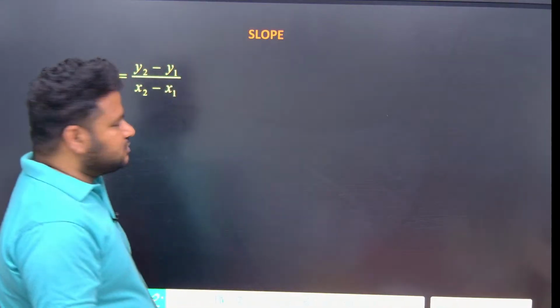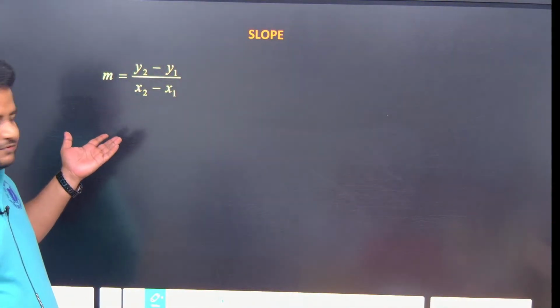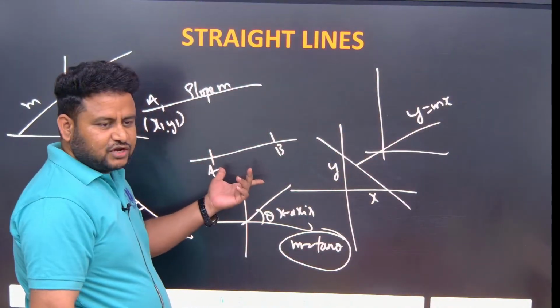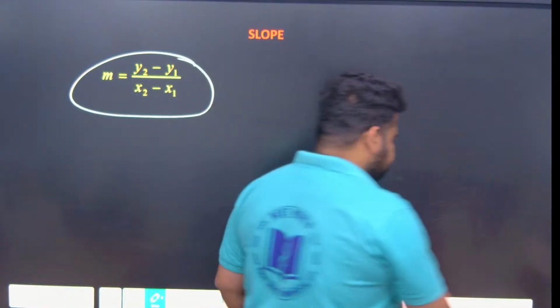Now, slope. When two points A, B are given, you can find out the slope. That is y2 minus y1 by x2 minus x1. This is what you can find out. We have already done so many questions using this. Correct. So next thing is what?